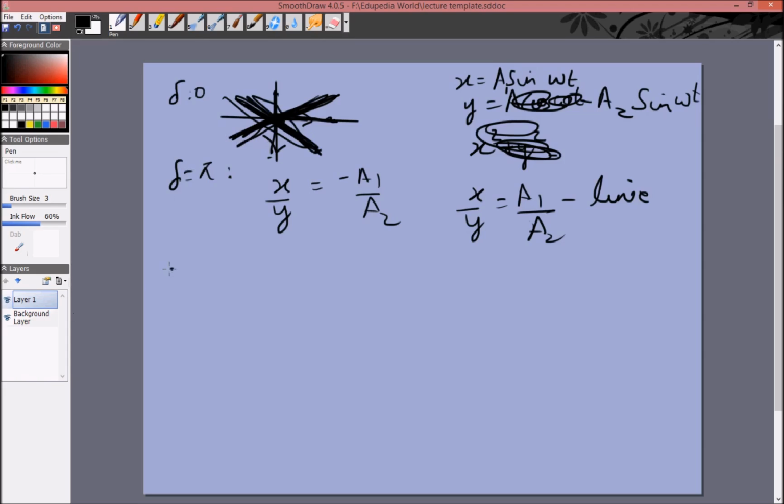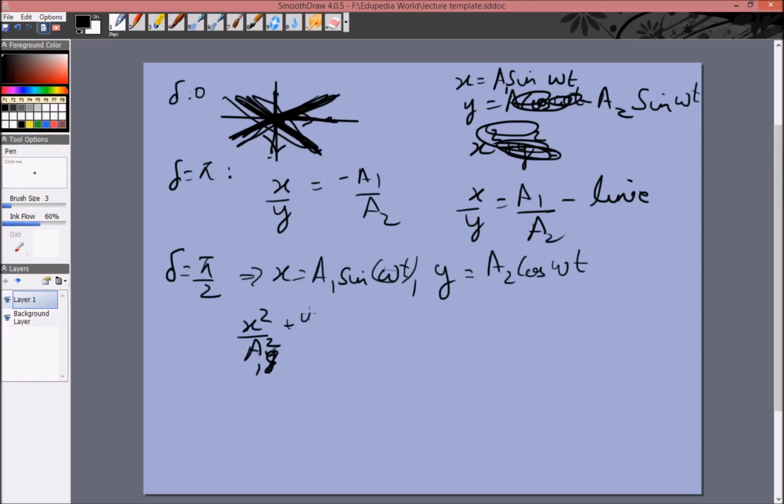What if delta is pi by 2? Now x will be a1 sin omega t and y will be a2 cos omega t, and the equation will be x squared by a1 squared plus y squared by a2 squared is equal to 1. And that's the equation of the standard ellipse with its center at the origin.